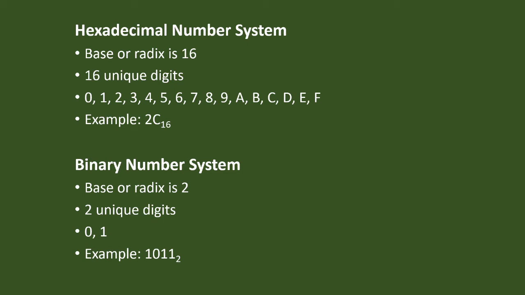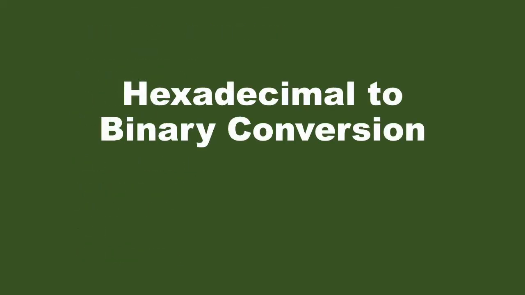Now there are many other number systems, unlimited number of number systems. Any positive whole number can be a base of a number system. Now let's try to convert. Converting from hexadecimal to binary.